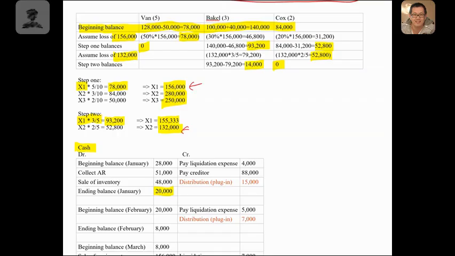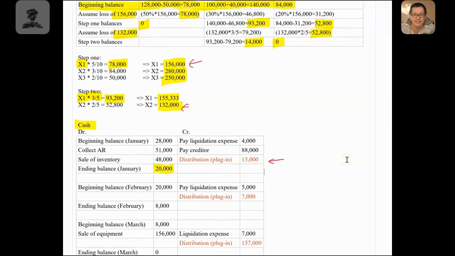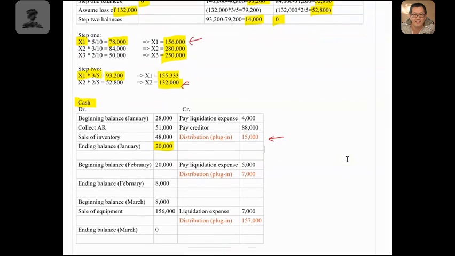So after we complete all those debits and credits, the amount they have available for distribution is the plug number. This plug number equals 15,000, which means that at the end of January, they will distribute 15,000 to their partners. Okay, then let's move on to February.